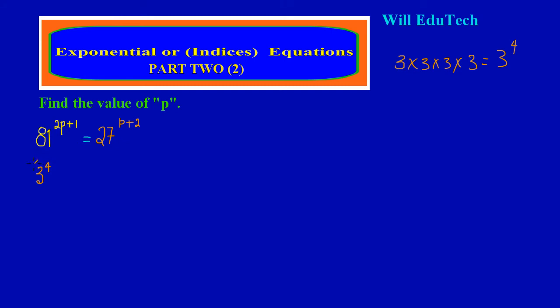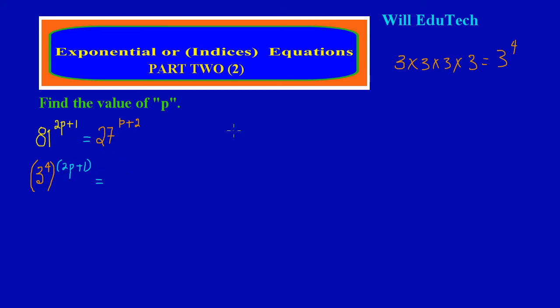But remember, 81 was also raised to a power, and I'm just going to put this in bracket, the power of 2p plus 1, okay? Remember that was the power, so we have to put back that there. And if you're not sure, you could always check out the rules or the properties of indices in the previous videos, and it will explain this a lot better.